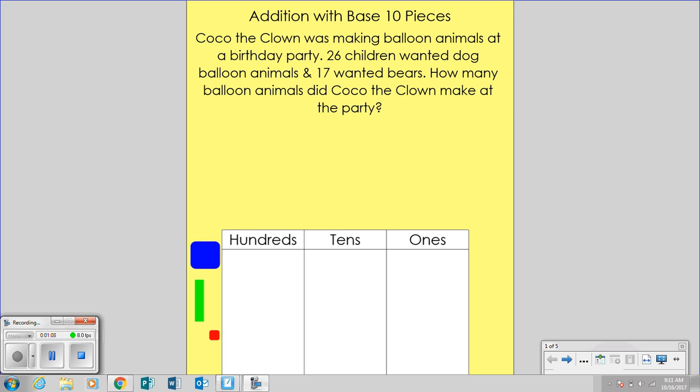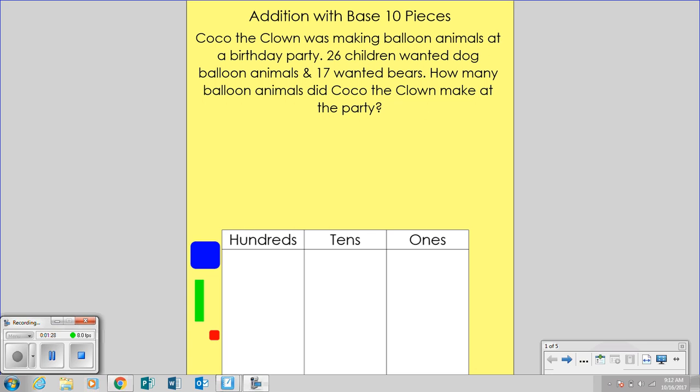What are we counting? We need to know what unit we're using. Do we know what we're counting in this problem? What are we counting? Courtney, what are we counting? Balloon animals. What's going to be our answer sentence?